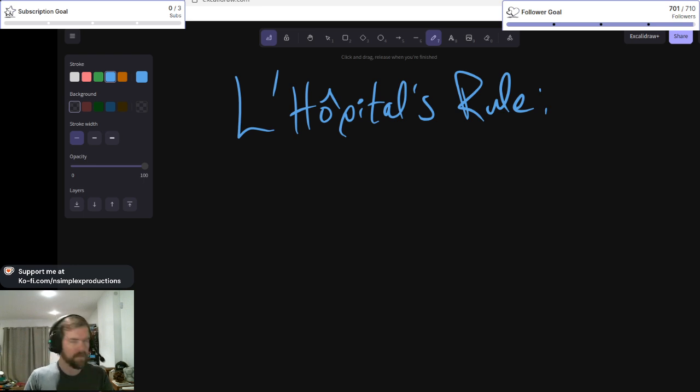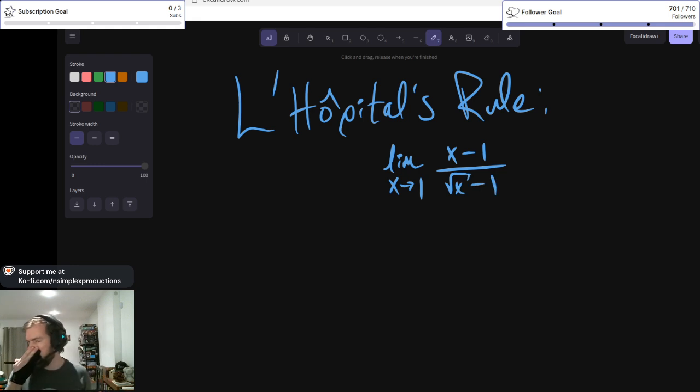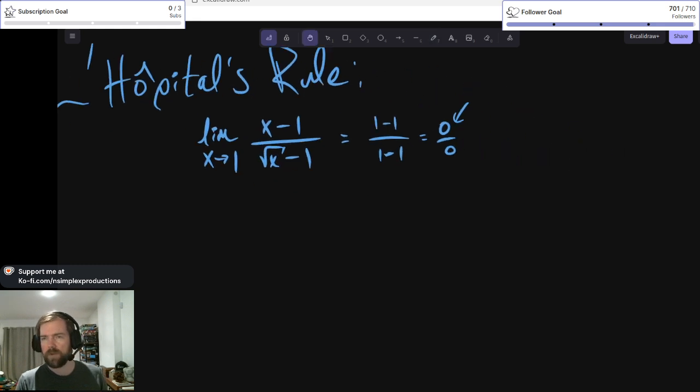Okay, so the example they use in the book is actually pretty terrible. They say if we have a limit such as, when x goes to 1, we want x minus 1 over root x minus 1. This is a terrible example, not because direct substitution yields 1 minus 1 over 1 minus 1, which is 0 over 0. That's actually expected. This is what we call indeterminate form.